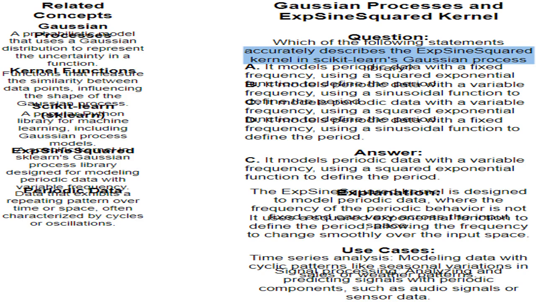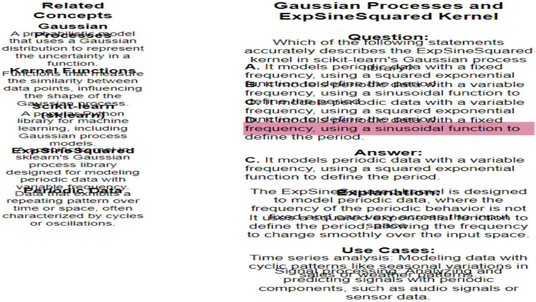Which of the following statements accurately describes the exp sin squared kernel in scikit-learn's Gaussian process library? A. It models periodic data with a fixed frequency, using a squared exponential function to define the period. B. It models periodic data with a variable frequency, using a sinusoidal function to define the period. C. It models periodic data with a variable frequency, using a squared exponential function to define the period. D. It models periodic data with a fixed frequency, using a sinusoidal function to define the period.